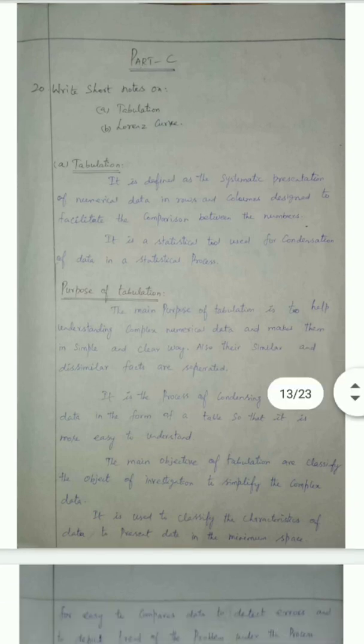Next we have to see part C questions. The 20th question is: write short notes on tabulation and Lorenz curve. First one is tabulation. It is defined as a systematic presentation of numerical data in rows and columns designed to facilitate the comparison between the numbers. It is a statistical tool used for condensation of data in a statistical process.